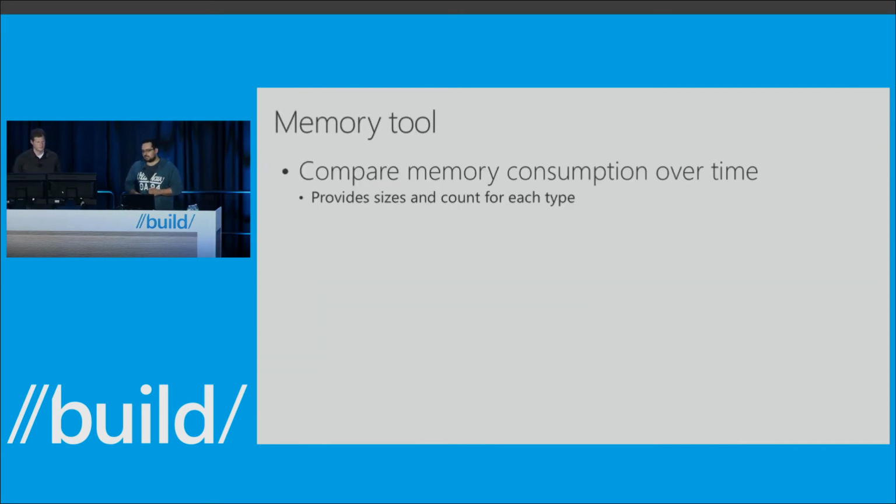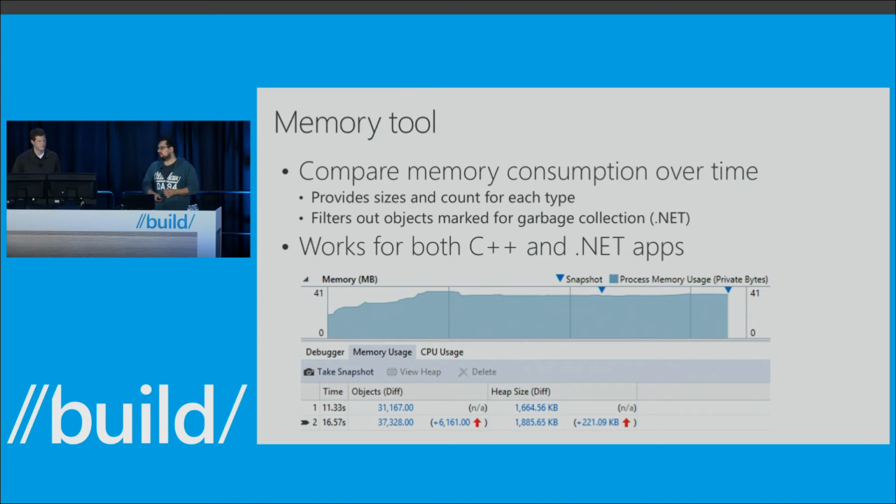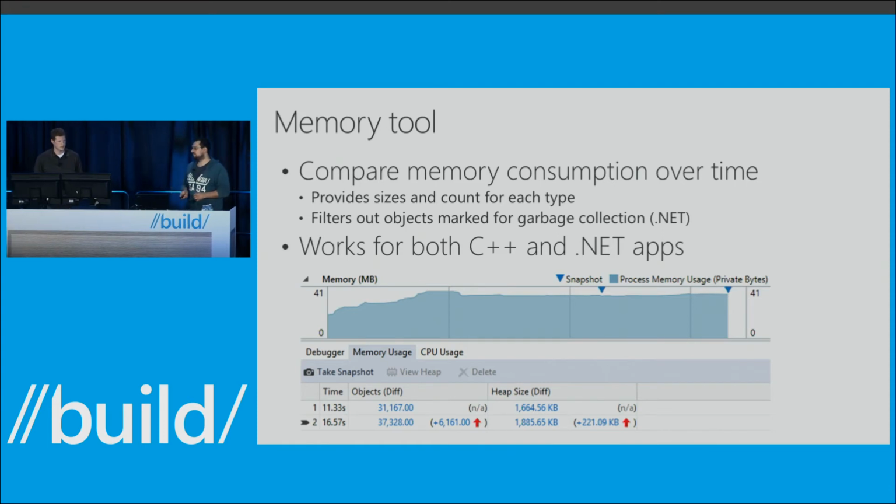So just to quickly recap, the memory tool allows you to compare consumption of memory over time. It has cool filtering capability that takes most of the noise out. So I suggest that you always opt in and try to filter the view down before you get frustrated by the thousands of objects that are on your heap. As Andrew just showed you, it works both for C++ and .NET, so it's both managed and native. And I think it's pretty cool, actually.